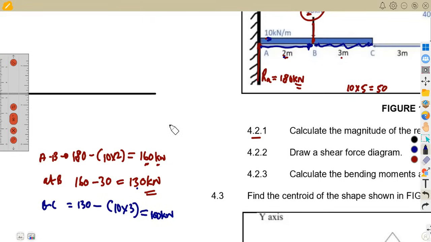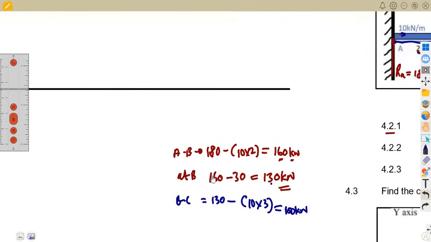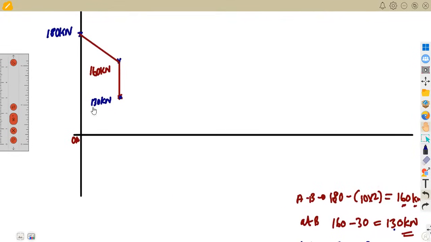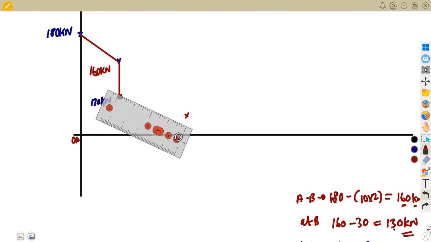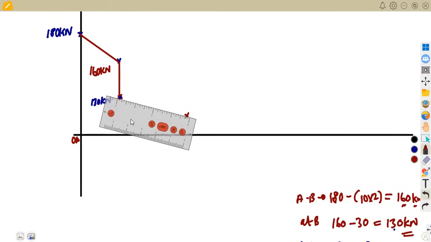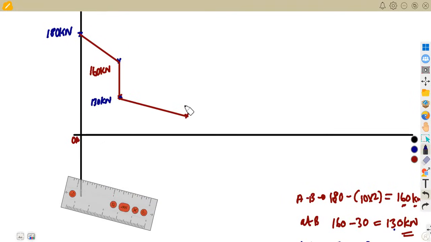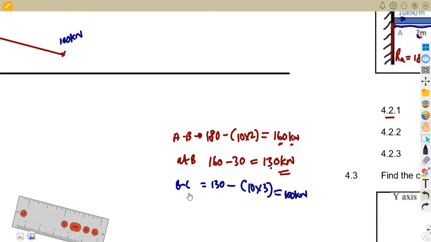Meaning to say, since it's a distributed load, you're going to present it with a slanted line up to 100 kilonewton. If you mark properly on the graph and the scale that you're having, you mark your 100 here after a certain distance. The moment you join, you're going to see that this will be a slanted line, just a little bit like this. So we are now at 100 kilonewton, the last point between B and C.